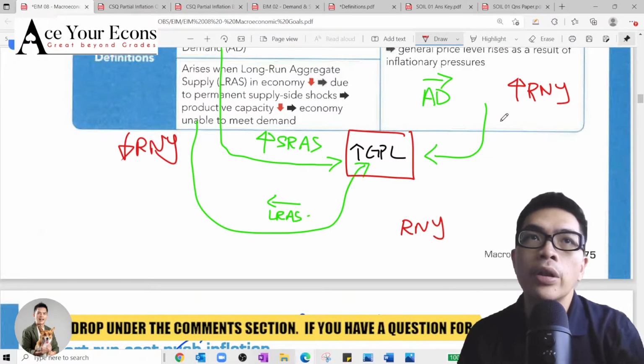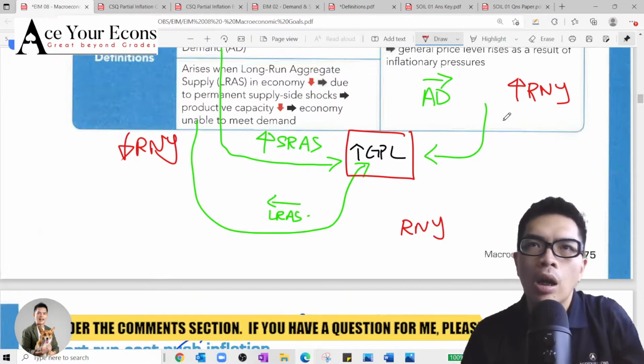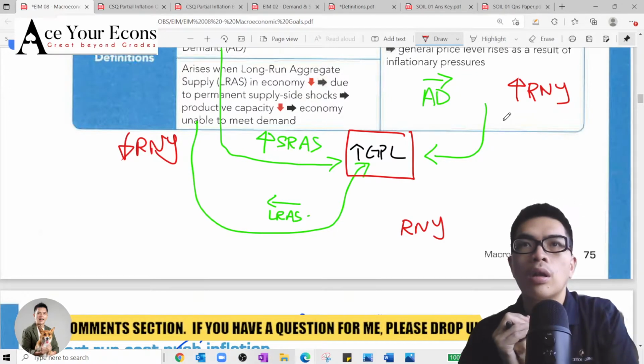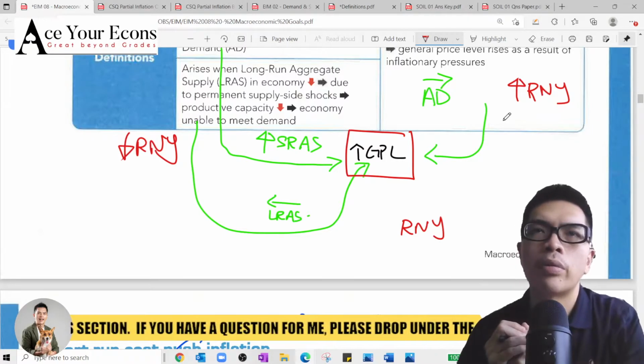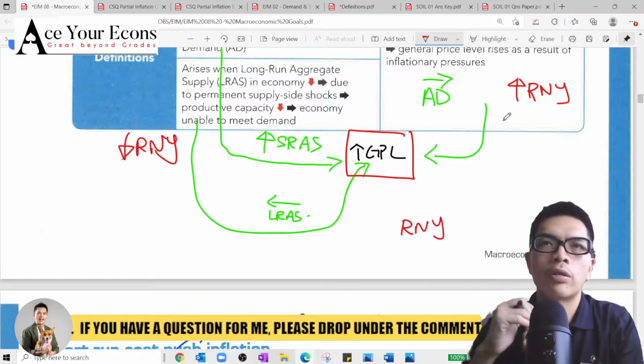So if we were to differentiate between the two, between cost push and demand pull, then demand pull is going to be the lesser of the two evils, because there is still an increase in your R and Y.